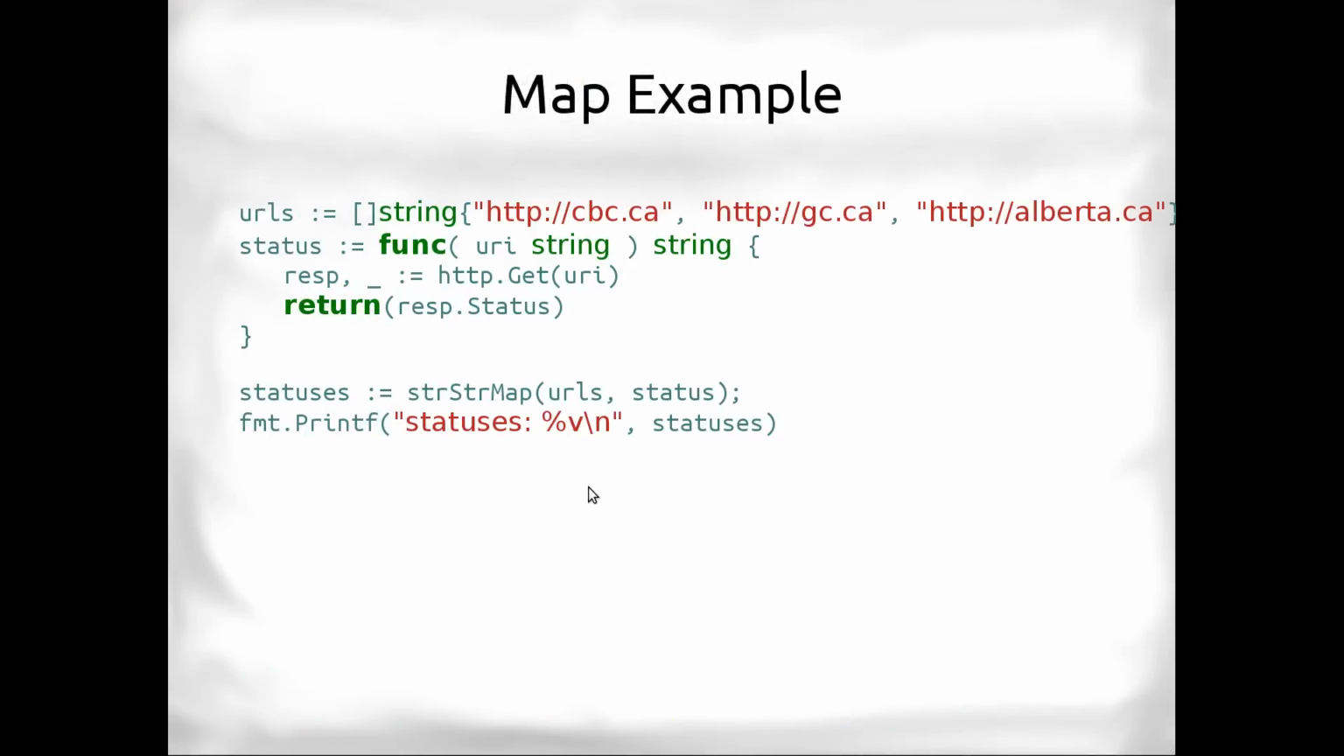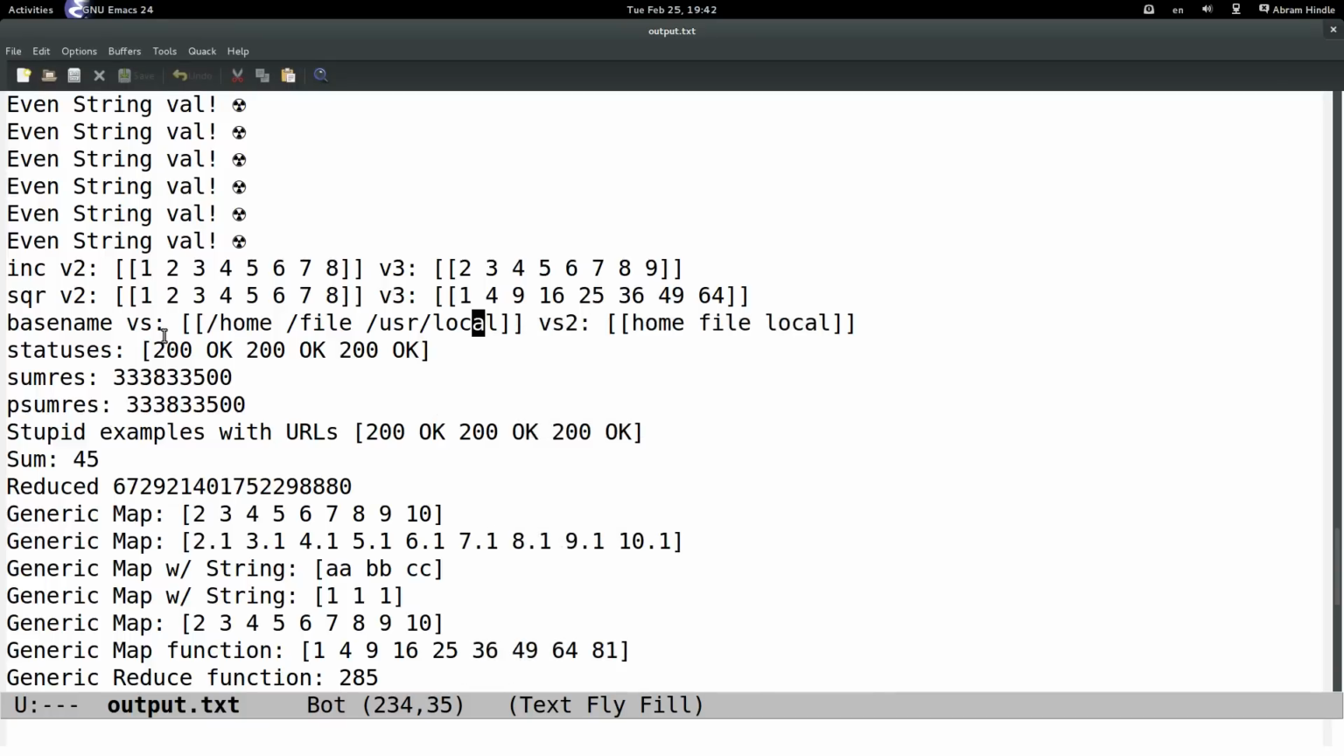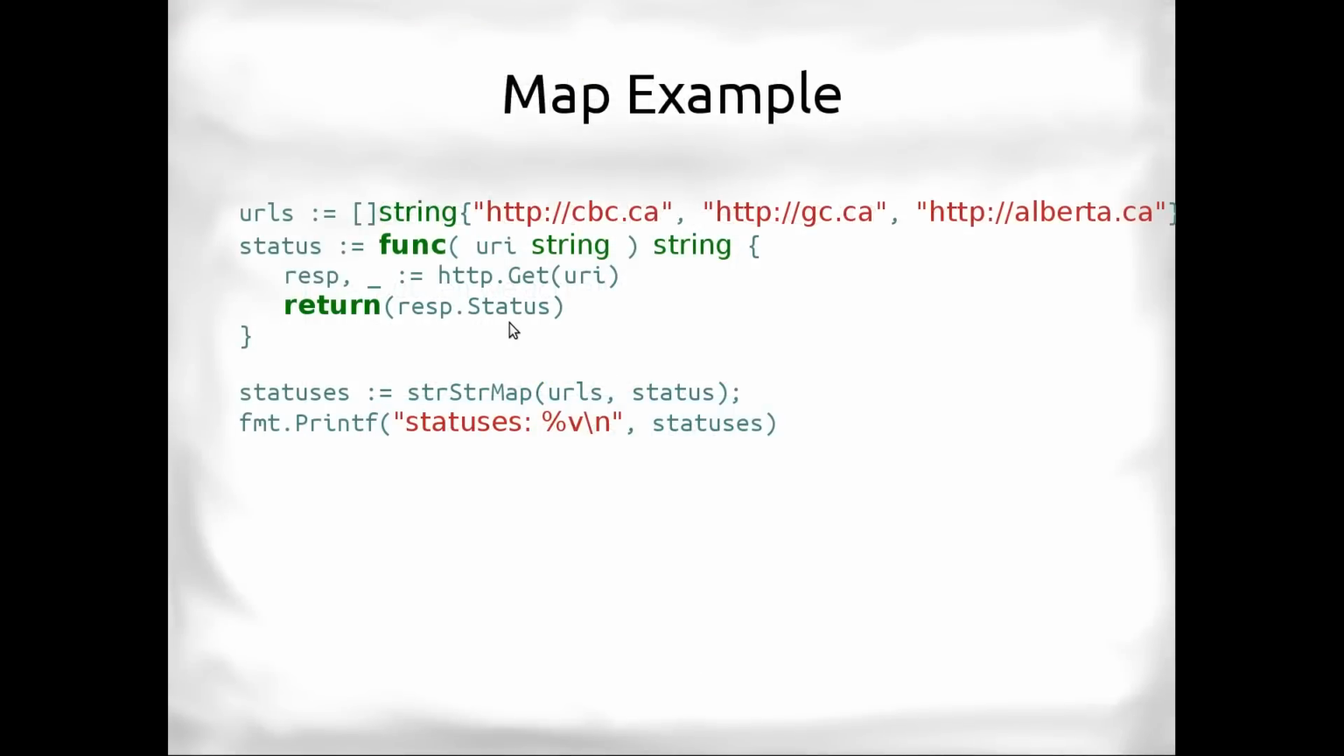Now let's look at this example. We're using HTTP GET. We got a status, and for every URL here we're doing an HTTP GET, right? So we're going to go str map, URLs, status, get the statuses of these, and print the statuses out. Right? So we get 200 OK, 200 OK, 200 OK. So everything was OK. We managed to get them.